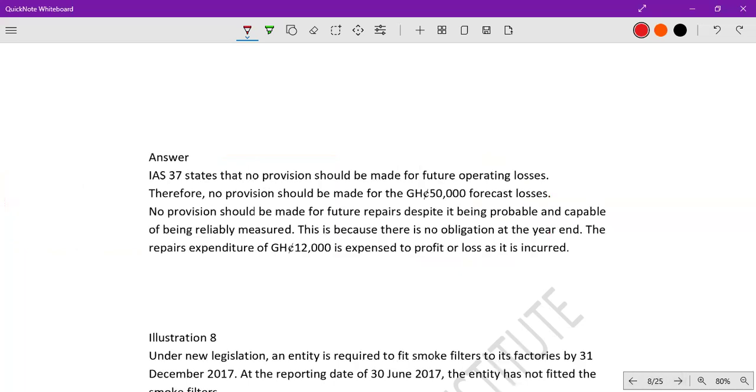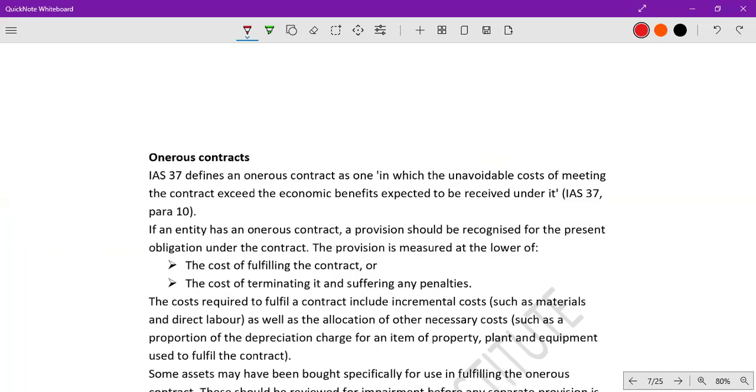Yes. So, sir, in this case, what do you disclose for future events? You disclose, but it will never find its way into the financial statements. Onerous contract. What is an onerous contract? The onerous contract is that the cost.